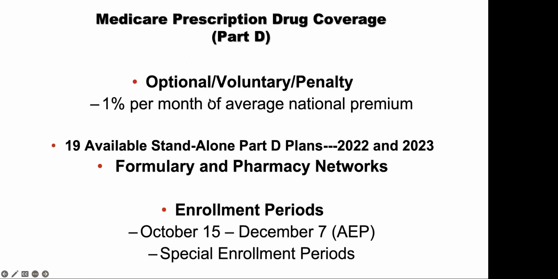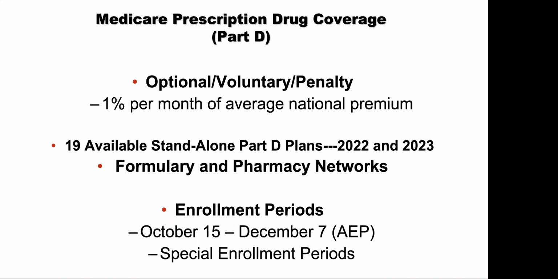Okay, now regardless of how you get your Medicare, whether through original traditional Medicare or through a Medicare Advantage plan, you're entitled to prescription drug coverage. It's optional, it's voluntary, but if you don't have it when you're supposed to have it, for every month that you don't have it, there is a penalty that gets added on to all future premiums that you pay. In New York State this year, there are 19 separate standalone prescription drug plans, and there'll be the same number next year. Each of these plans has their own formulary, which is the drugs that they'll cover.